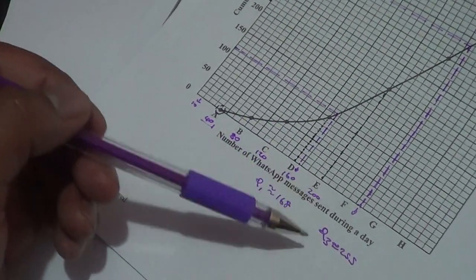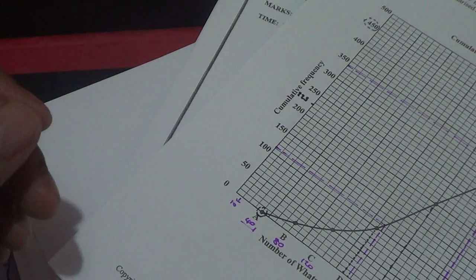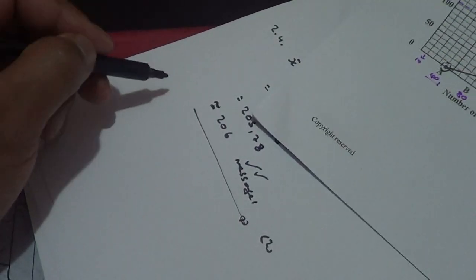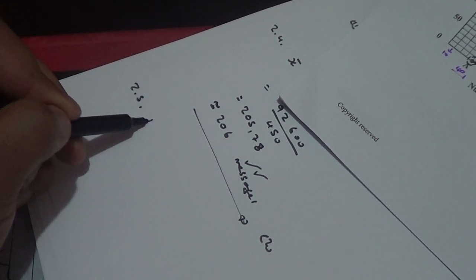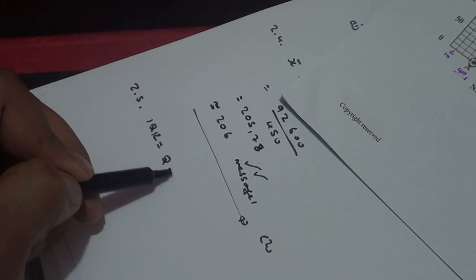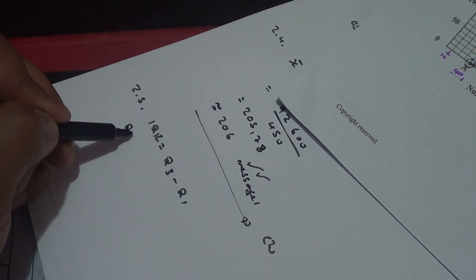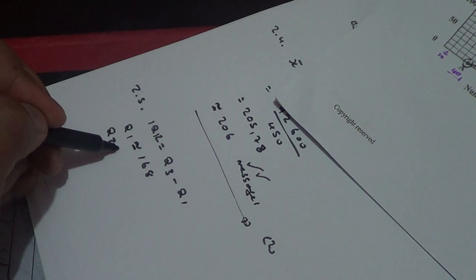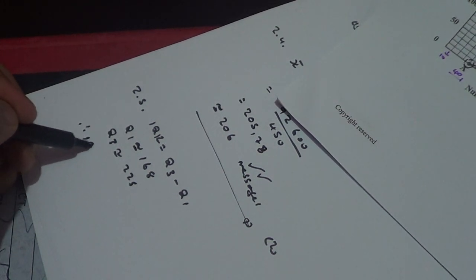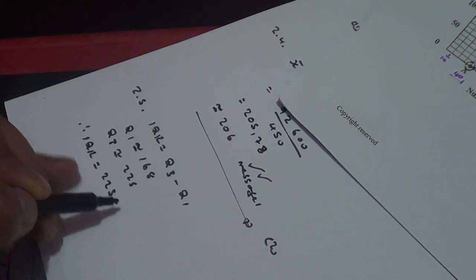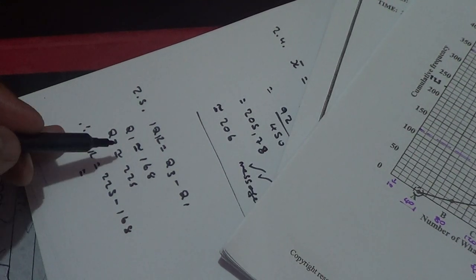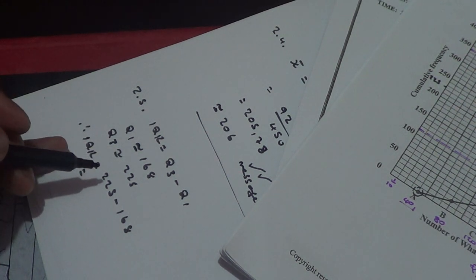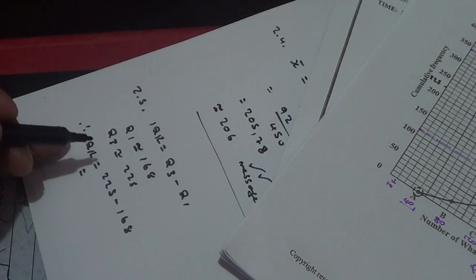So IQR essentially is going to be the difference between the two. All right, where is my black pen? So IQR is equal to Q3 minus Q1. We know that Q1, from the graph of course, is approximately 168, and then Q3 is approximately 225. We can say therefore IQR is going to be 225 minus 168. Of course the answer here will vary, so you'll get some range of where the answer should be. So let's do it again.